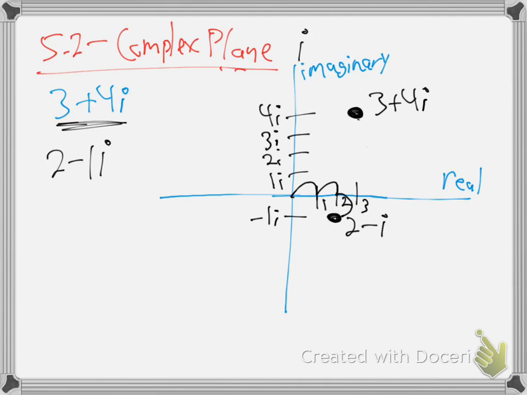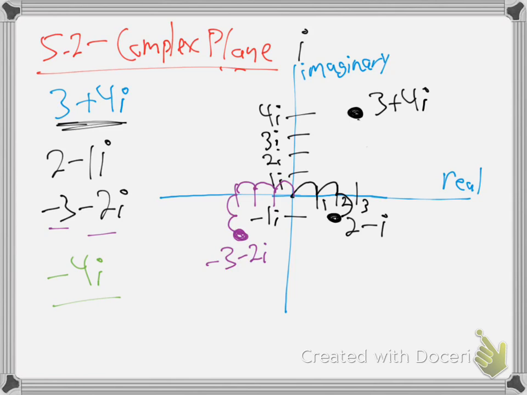So how about if we had minus 3 minus 2i? Can you find that one on the complex plane? It's back 3, down 2, isn't it? So back 3, down 2, right there. That'd be the complex number minus 3 minus 2i. What if they said, find the complex number just minus 4i? Can you find that one? Straight down 4. There's no real part, so it's just straight down 4. Boom, right there, minus 4i. We good on finding dots on the complex plane?